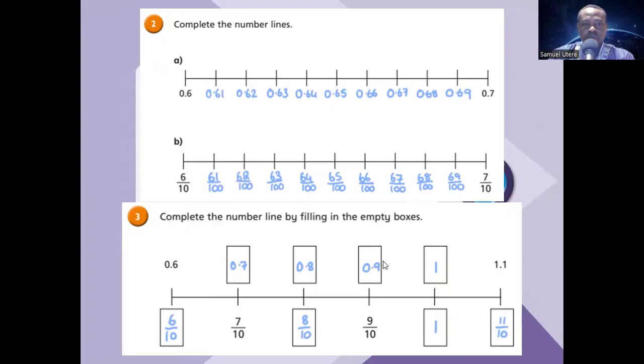Next, you were asked to complete the number line by filling in the empty boxes. We can use the information that the difference between 0.6 and 7/10 is... 0.6 is 6/10. So the difference between these two is 1/10. So this is simply using equivalence. So that should be 8/10, which is 0.8, 9/10, which is 0.9. That's a whole, and that's 11/10.